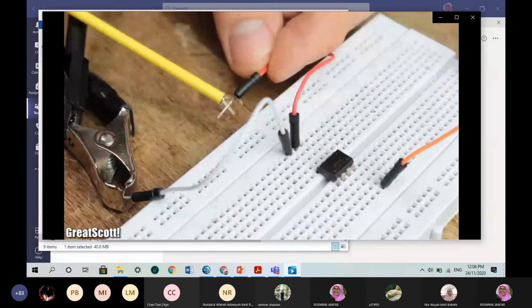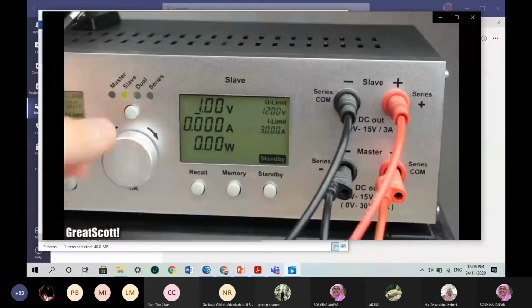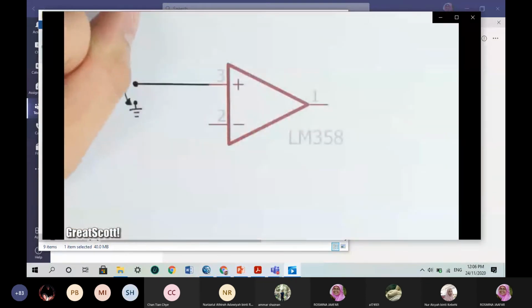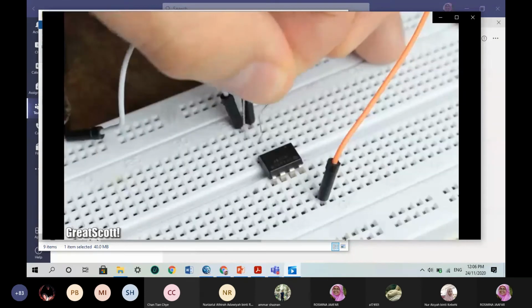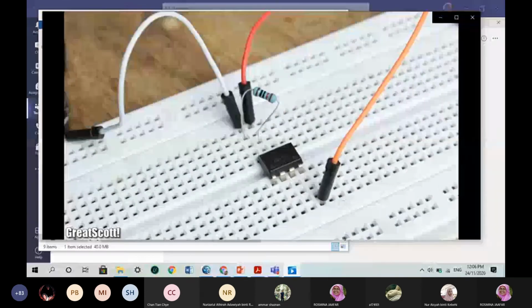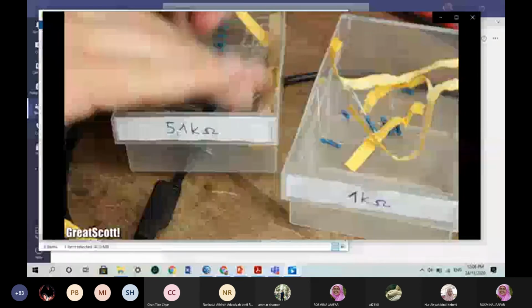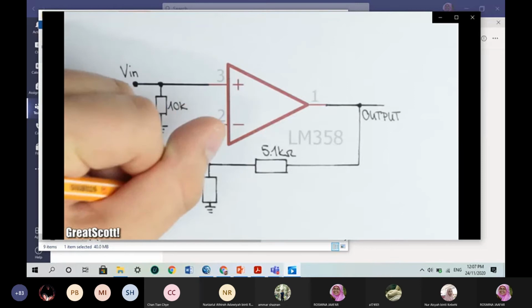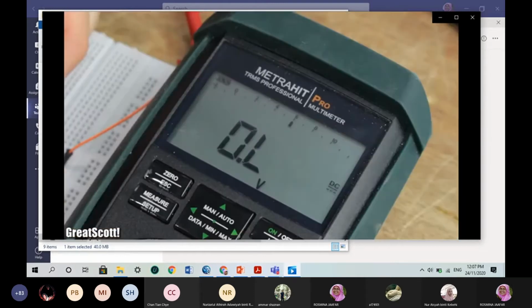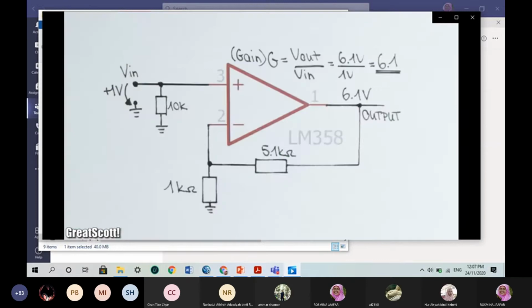Next, I apply the voltage of plus 1 volt to the plus input, aka the non-inverting input of the op-amp, as well as a 10 kilo ohm pull-down resistor to set the reference voltage to ground. Then I created a voltage divider consisting of a 5.1 kilo ohm and a 1 kilo ohm resistor in this constellation between the output pin and the negative input, aka the inverting input. As a result, I received a voltage of 6.1 volts at the output, which equals an amplification factor of 6.1.